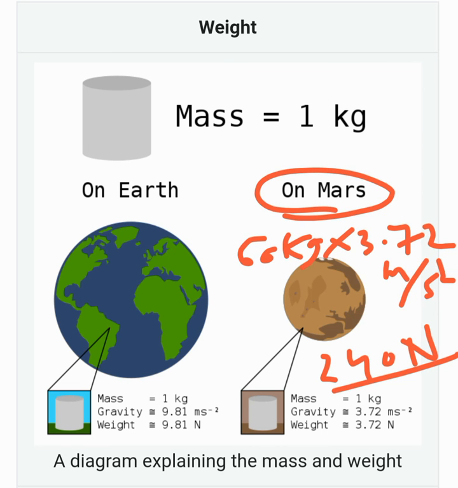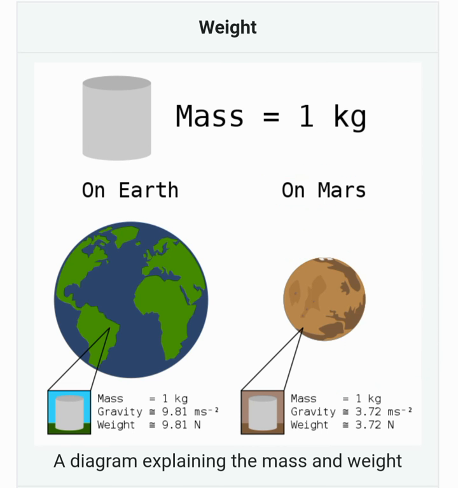So I hope you understand the concept of mass, weight and gravity, and you can relate them to each other and the relationship between them. This diagram is explaining to you the mass and the weight.